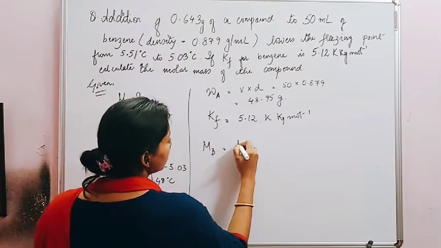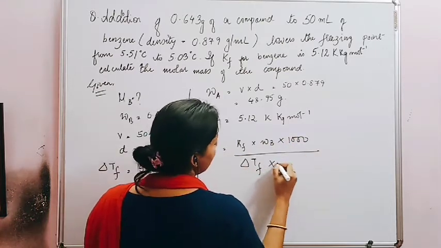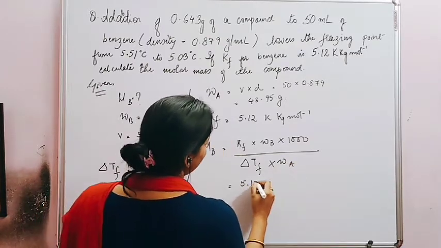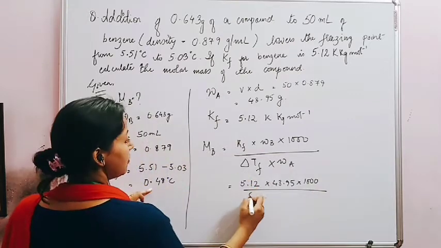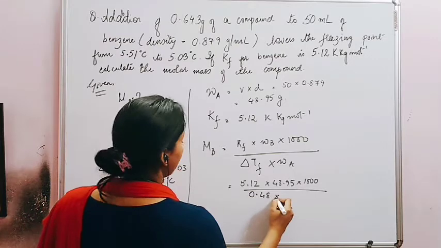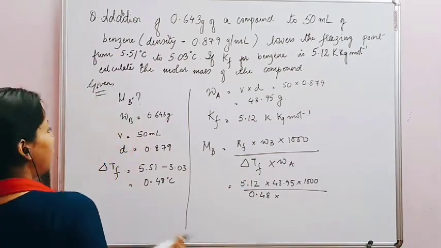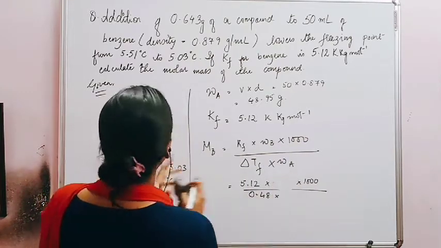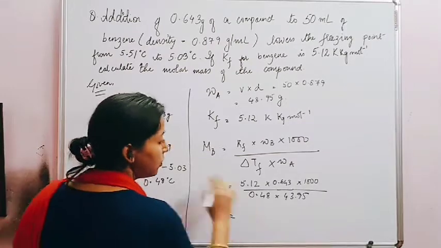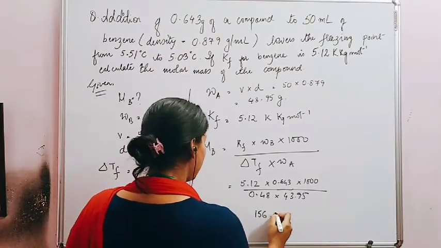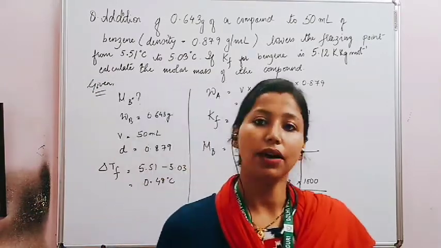We know that Mb is equal to Kf into Wb into 1000 divided by delta Tf into Wa. This is equal to 5.12, into Wb, into 1000, divided by delta Tf, which is 0.48, and Wa is... I have put the wrong value. Wb is 0.643 and Wa is 43.95. Okay, so on solving this, you are supposed to get 156.06 gram per mole. That will be your molar mass of the compound. Alright? Okay.